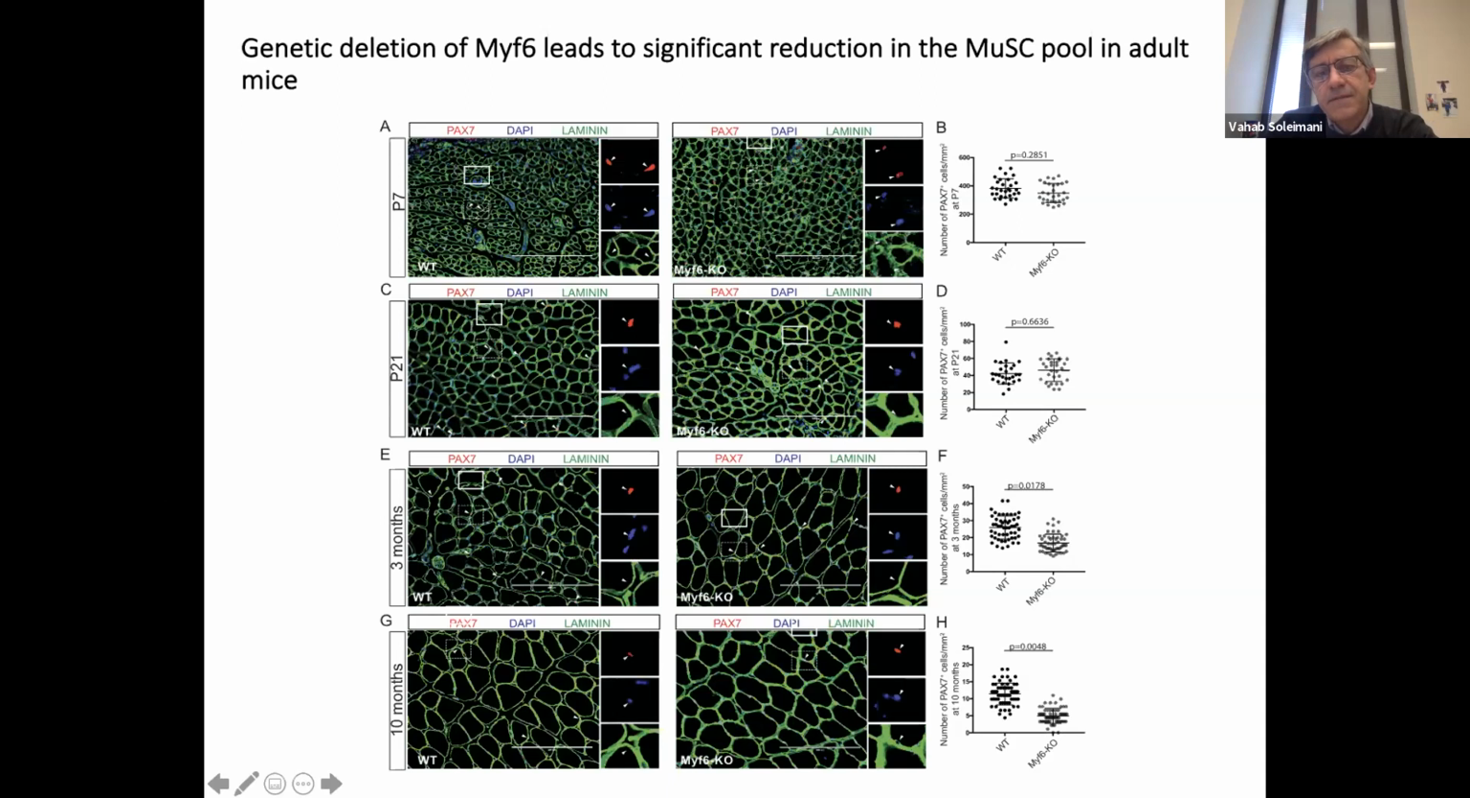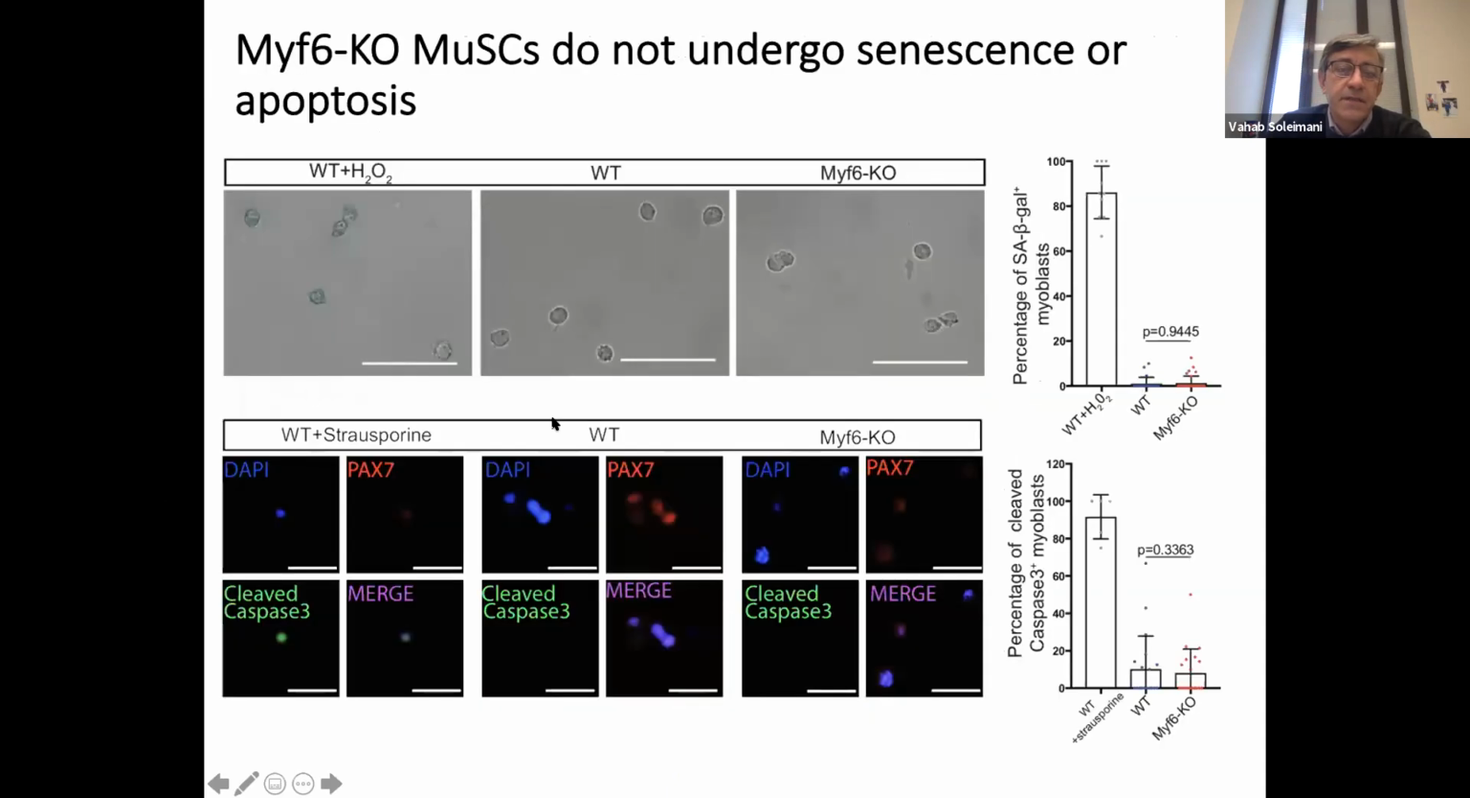even though you start with the same stem cell pool, because this is a germline mutation, right? This is not because of a defective establishment of the stem cell pool. You clearly start with the same stem cell pool at P7, but then gradually the number of stem cells is reduced at 3 months and then more so at 10 months. So the stem cell population is decreasing, and what happens to them?